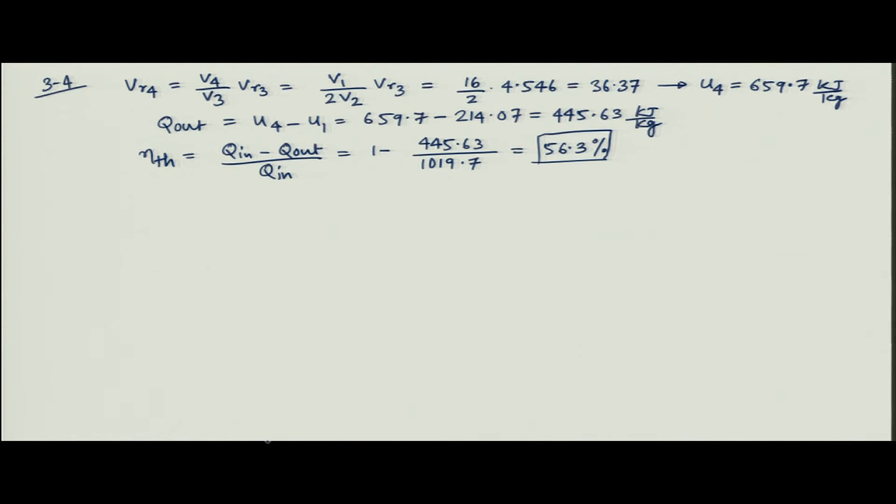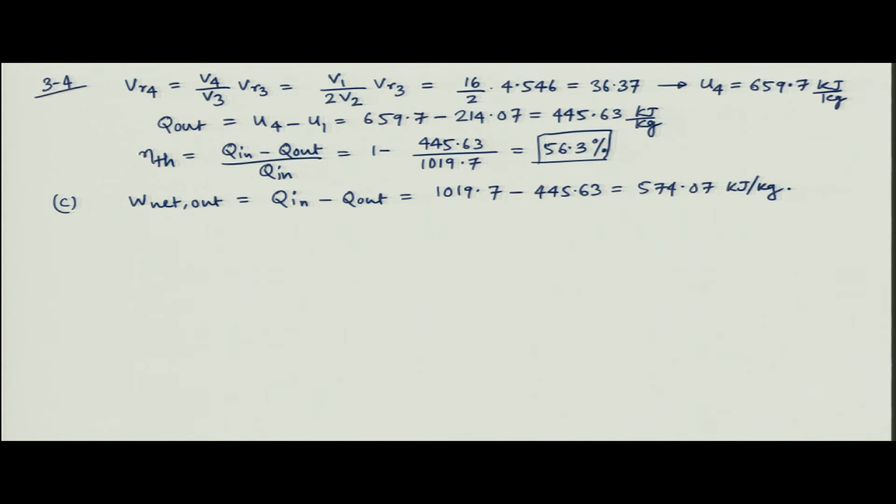Third part is that we have to calculate the mean effective pressure. So, for the mean effective pressure, we need to know what is the net work output, which is nothing but Q in minus Q out here. So, 1019.7 minus 445.63, that gives you 574.07 kilojoule per kg. So, that is the net work output.